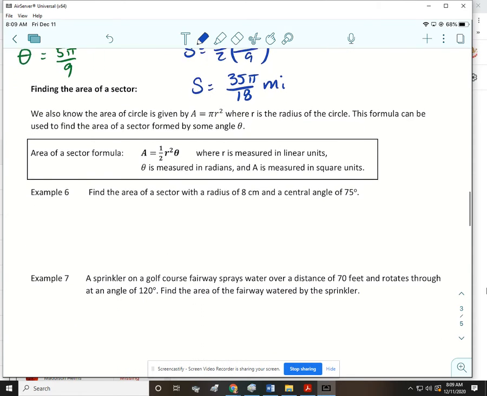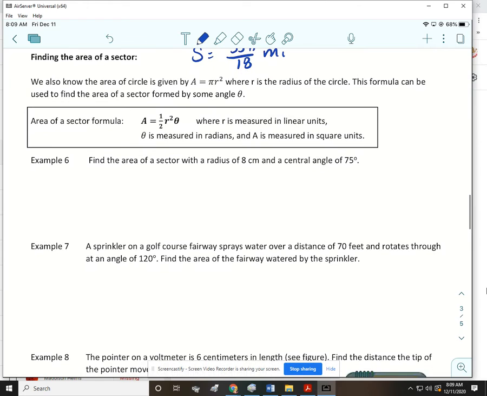Now the other formula we're talking about today is the area of a sector. So hopefully we all know that the area of a circle is found by pi r squared. So we can still take that formula and change it so we can just find the area of a partial circle, a sector of a circle, like a slice of a pizza is what I think of when I think of a sector.